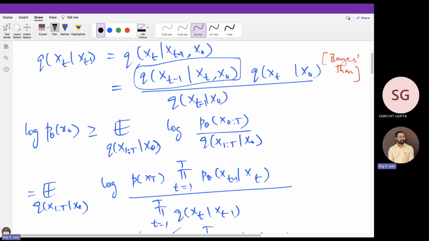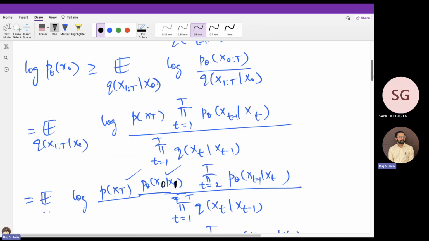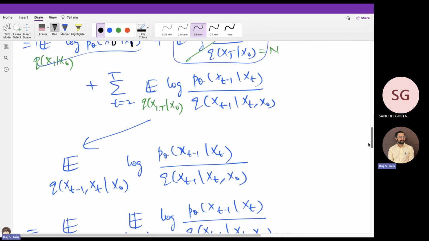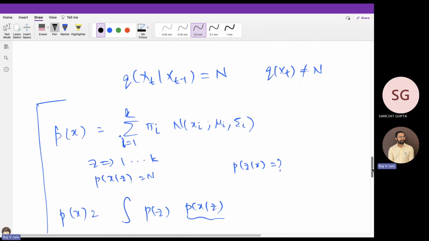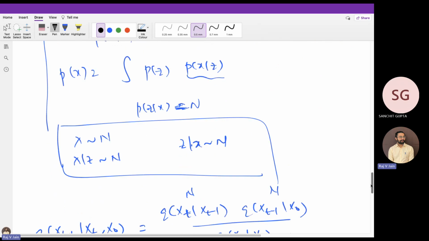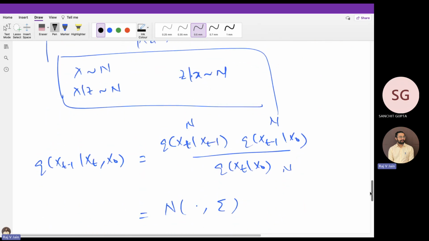One is the Markov assumption of this forward process and the Bayes theorem to basically rewrite this whole expression in terms of this distribution, that is q of x_{t-1} given x_t comma x_0, right? And we did again some sort of math jugglery and we came down to some expectation of again the KL divergence, but we don't know whether this was Gaussian or not, and that is exactly what we left in the last class.